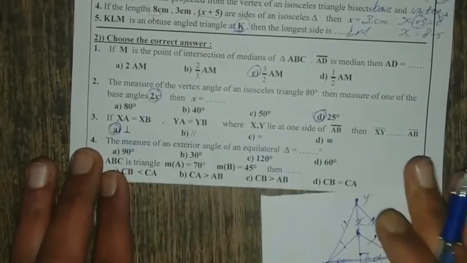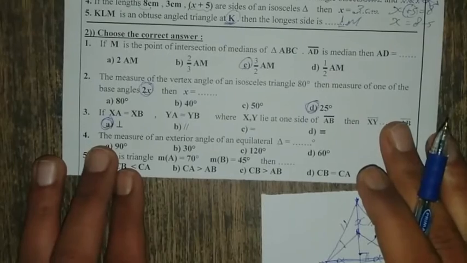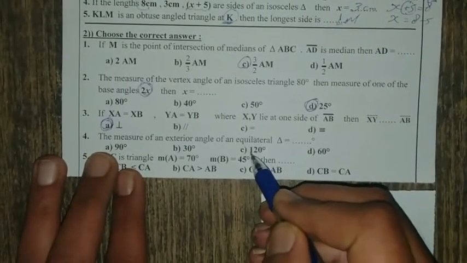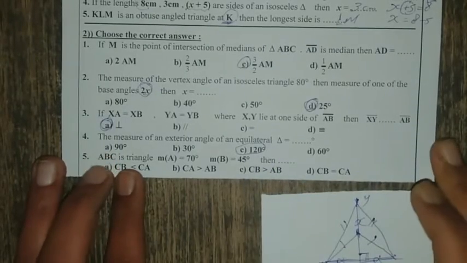Number A. The measure of an exterior angle of an equilateral triangle equals, we answered this before, 120 degrees.